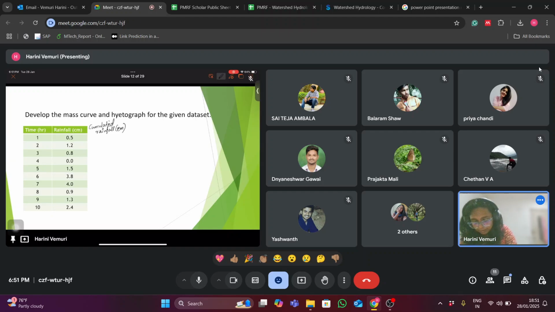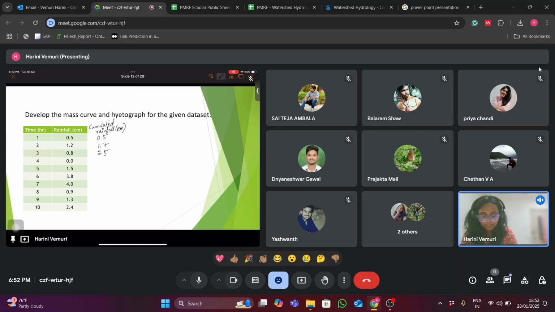So how do we find cumulated rainfall? For the first hour it is 0.5. In the second hour, we'll find the total amount of rainfall that occurred in both the first and second hour. So it's 0.5 plus 1.2, that is 1.7. In 3 hours, we will add up the first three values, 0.5 plus 1.2 plus 0.8. So that is 2.5 centimeters.